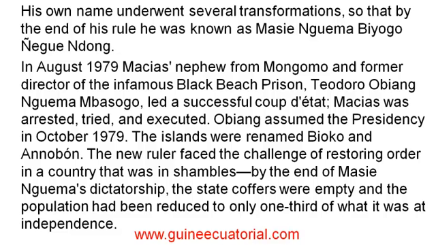Mazingumabiogo Nagdong. In August 1979, Macias' nephew from Angomo and former director of the infamous Black Beach prison, Teodoro Obang Nguema Masogo, led a successful coup d'état. Macias was arrested, tried, and executed. Obang assumed the presidency in October 1979. The islands were renamed Bioko and Anoban.